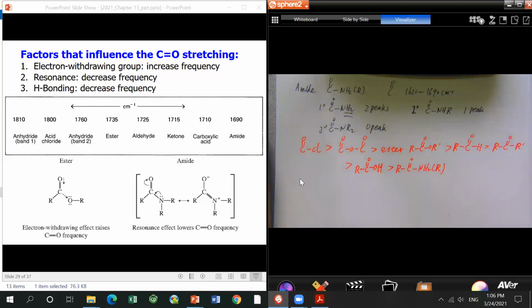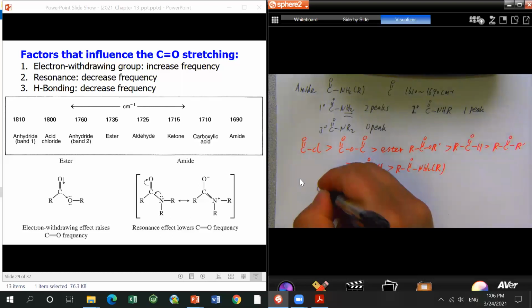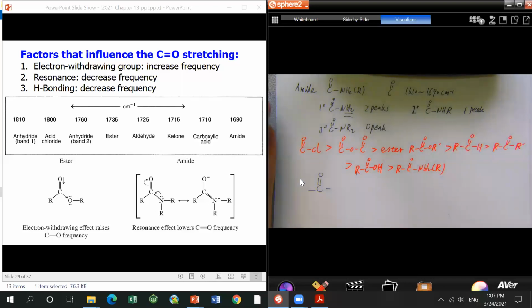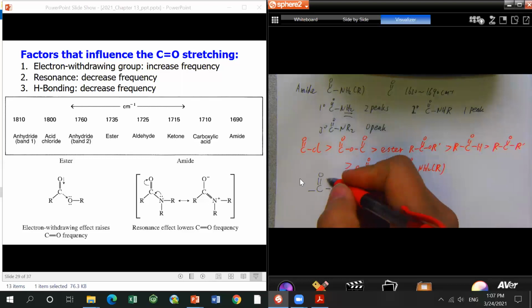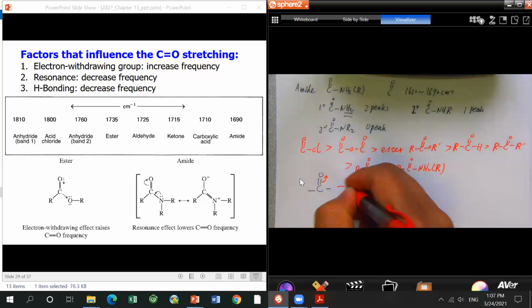All right, here comes a question. All of them have the same C=O bond. Why do they have different C=O IR signals? The reason is that the carbonyl group has some C-O single bond character, as we learned in the previous class, from the resonance structures, like this.